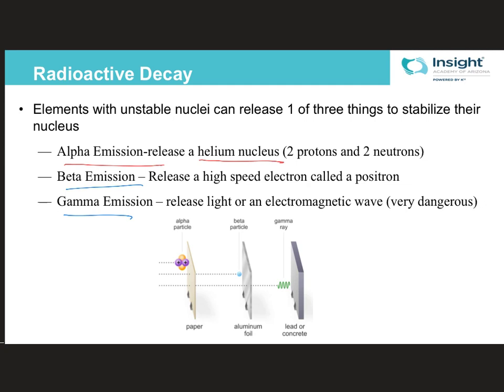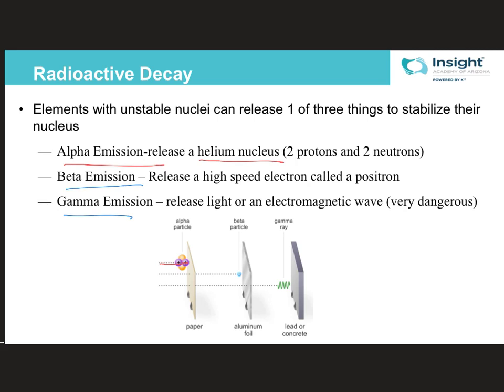So look at this picture down at the bottom here. What do you think this is showing us? Based on that picture, which particle do you think is more dangerous? The alpha particle, the beta particle, or the gamma ray? What this picture is showing is that an alpha particle has been released in a nuclear reaction, and it ran into a piece of paper. It's done, it can't move any further. The paper blocks it.